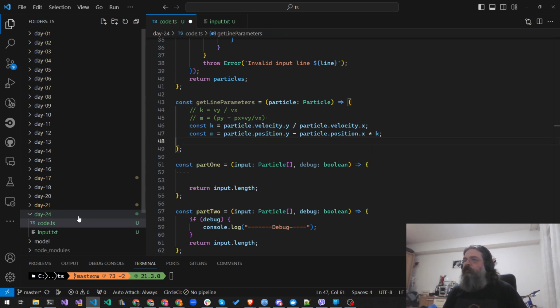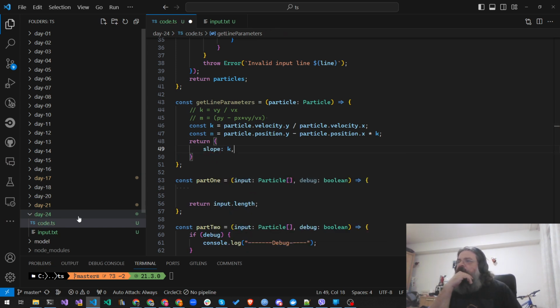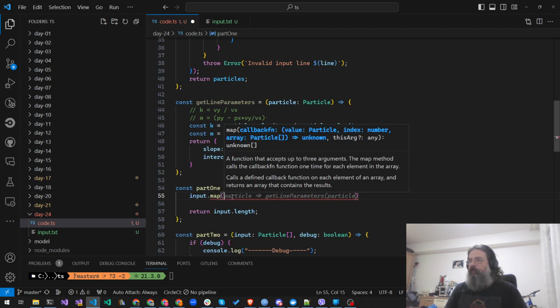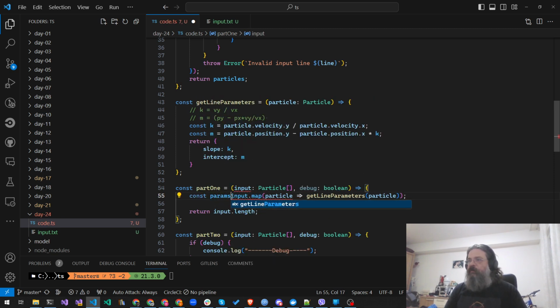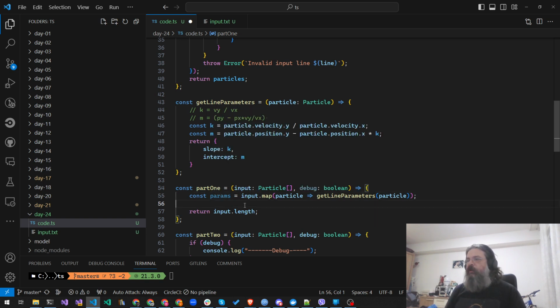K. Done. And I think that we're calling k the slope and the m is the intercept, yeah, of the y-axis. So we will use these terms, slope and intercept. So now I will just say input.map particle to the line parameter. So this will be params. This will be an array of slope and intercept things.